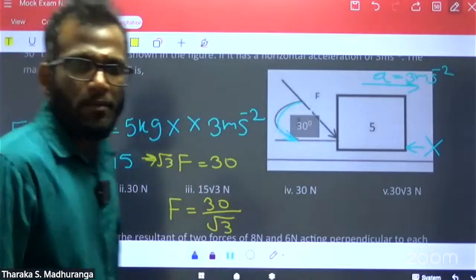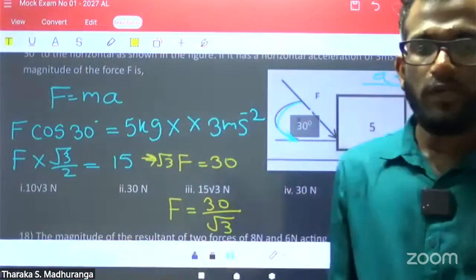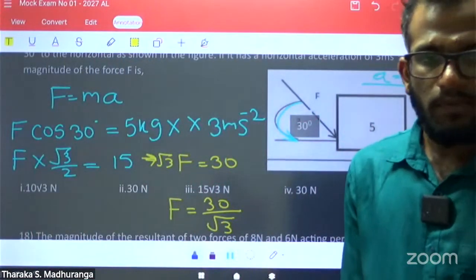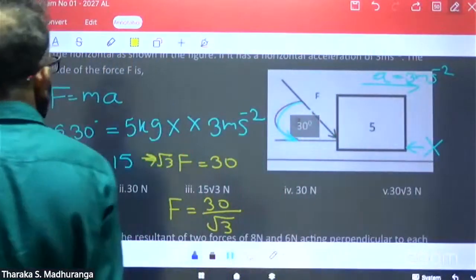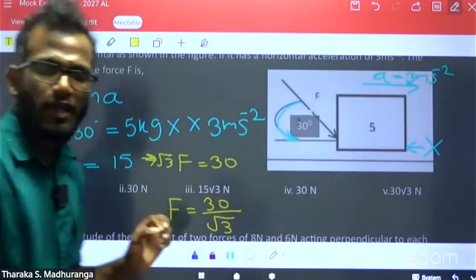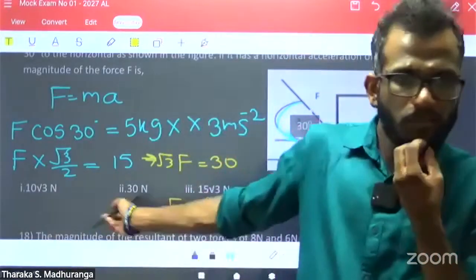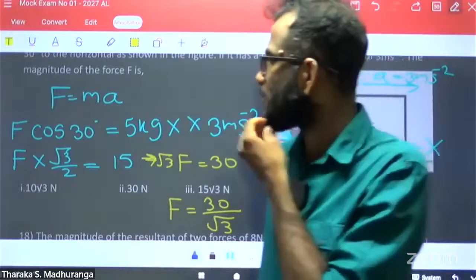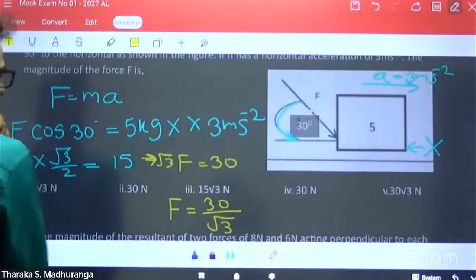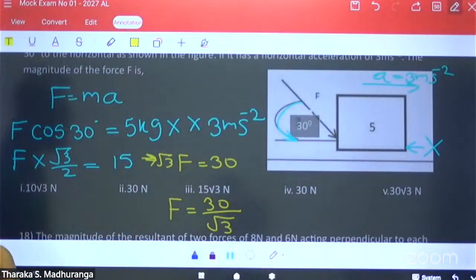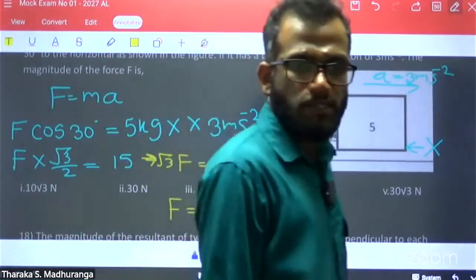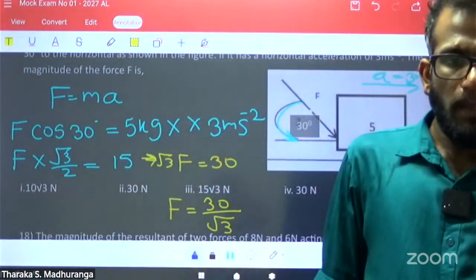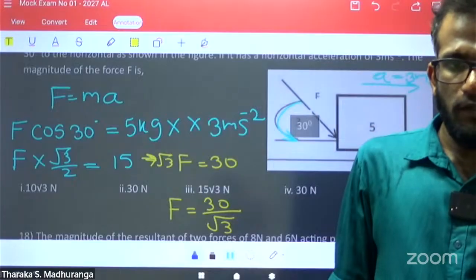Marvel 30 over root 3, no answer given. Online students, this question I also gave marks, because there is a mistake here. The answer has a typing mistake. Your first answer should be 10 root 3. Okay. Physical students, no problem, I have changed it for physical.